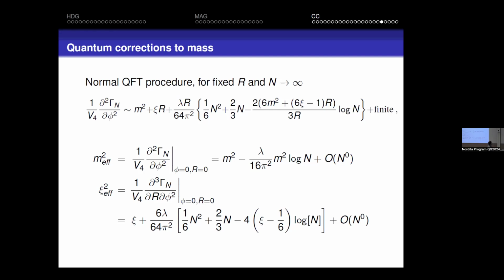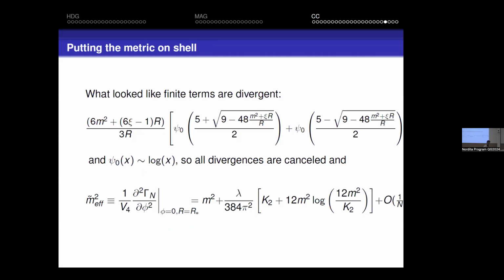So of all these terms that are written here in this bracket, only log n times this 6m squared remains. So there seems to be a logarithmic divergence left over out of all these divergences. However, you have to remember that these terms of order n to the 0 or lower also contain R. So you have to look at their dependence on R. And those terms look like this when you compute them. They contain these polygamma functions of this argument. Now you see the R sitting in here.